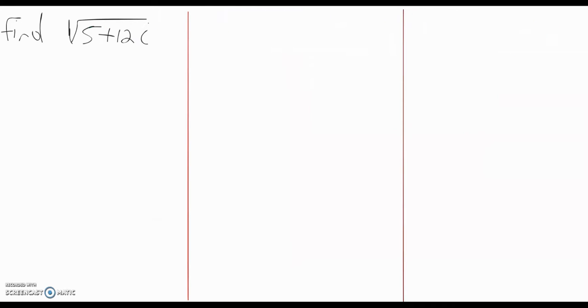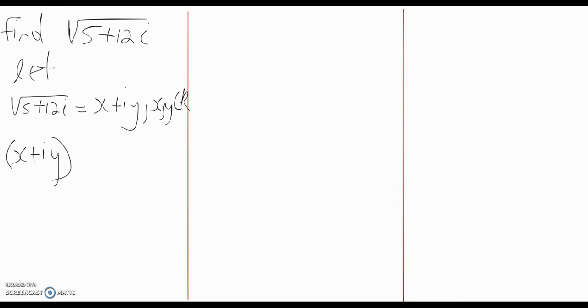Now here's an example. Find the square root of 5 plus 12i. Now, bear in mind that this is a complex number. We don't know what the square root is, so we're going to make an assumption here. So we're going to say, let the square root of 5 plus 12i equal x plus iy. Now, notice here, there are certain things that we need to say. One is that x and y are real numbers. They're members of a real number system. Now, if this is true, we can actually go ahead and say x plus iy squared would be equal to 5 plus 12i. What we simply did was to square both sides.